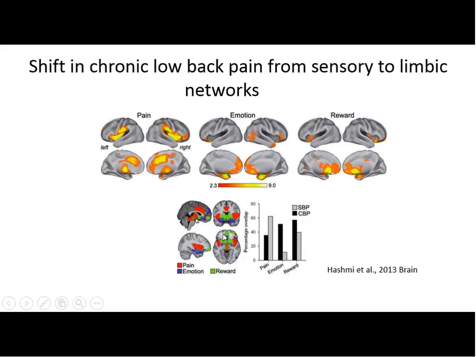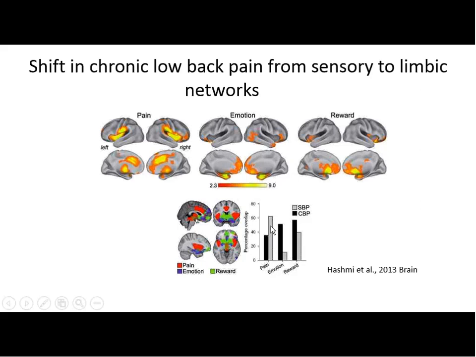Early on, these maps are from a program that anybody can look at online called neurosynth.org. And if you just type in the keywords pain, emotion, reward, you get these different networks that come out, so brain regions that are activated across many, many different studies. So they call this the pain network, the sensory network.